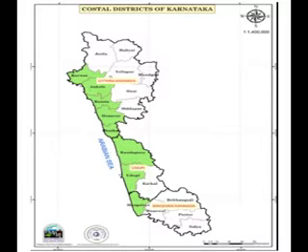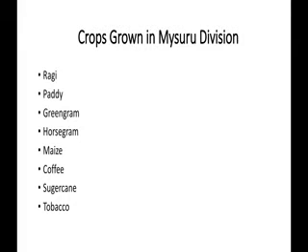Since the division has varied climate conditions, mountain ranges and forests, a variety of crops are grown here. Let's see which crops are grown in the Mysore division. Namely, they are ragi, paddy, green gram, horse gram, maize, and other crops.